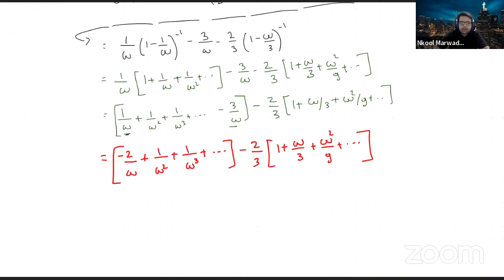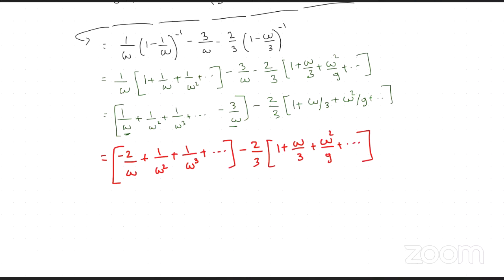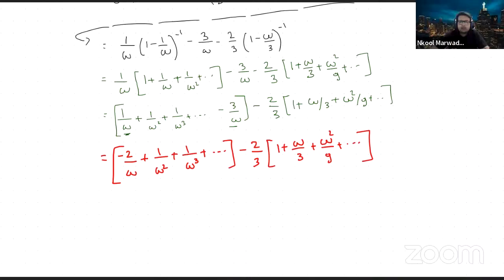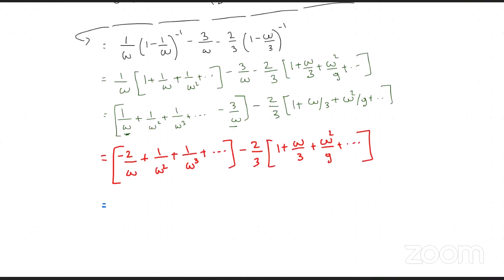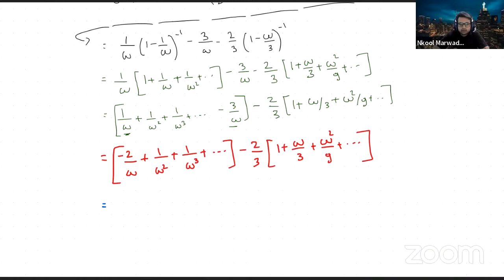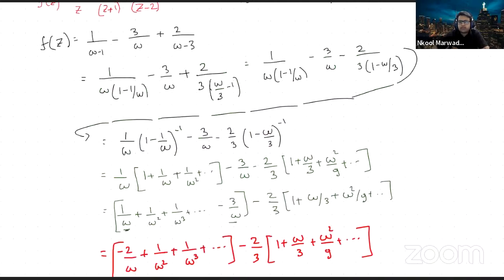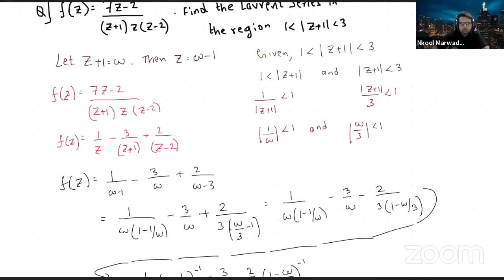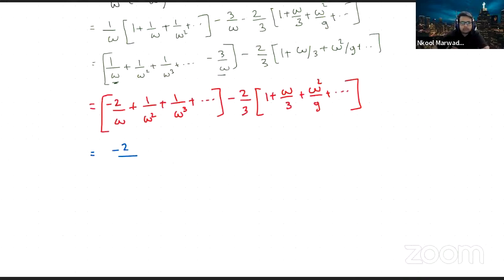Now, this is not the final answer, very important. We have to get rid of the omega in the final answer. So we can do that by replacing omega. What was omega? z plus 1. Instead of omega, we can write z plus 1, because we saw that z is equal to omega minus 1, so omega is z plus 1. That is right.